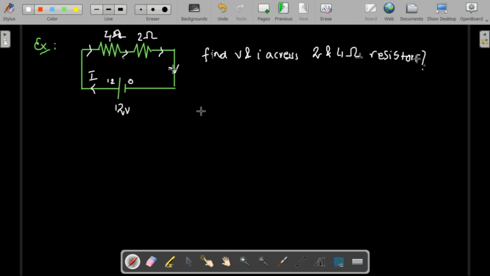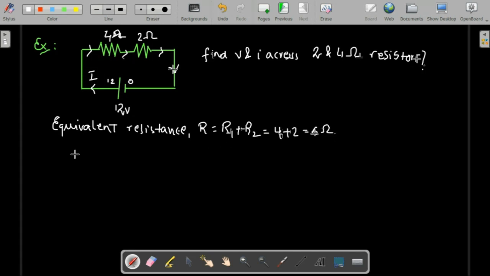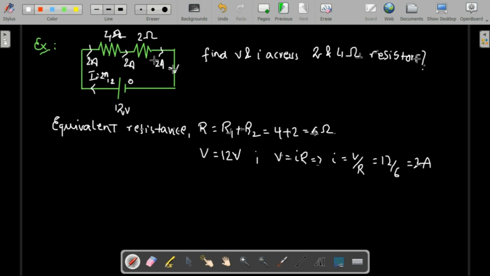First, we can find the equivalent resistance. That's the best way to find the current, because this is a very simple circuit. We know that resistances connected in series add up. So R is R1 plus R2, that is 4 plus 2, which is 6 ohm. We are already given V, which is 12 volt, and the current remains the same. So we can simply use Ohm's law, V is equal to IR. That means my current I is V divided by R, so 12 divided by 6, which is 2 amperes. This 2 ampere will flow across the entire circuit.